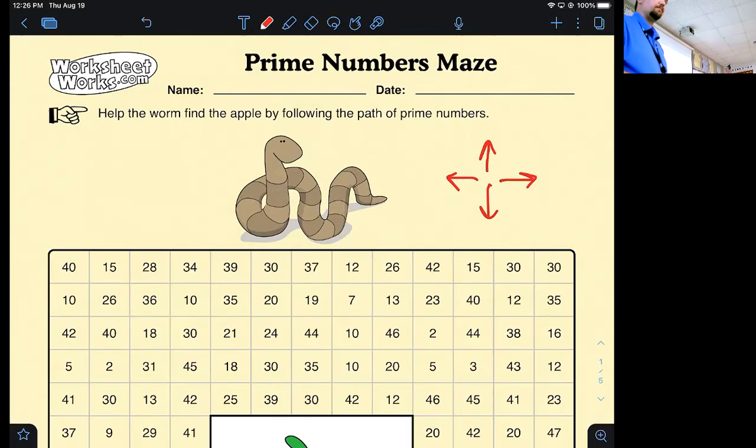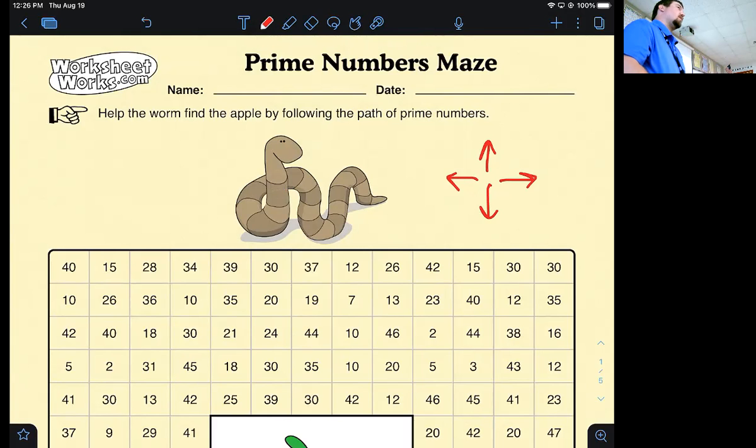Now, somewhere on the top row of numbers is one prime number. Which one do you think it is, Frank? 12. Not 12. Maybe we should talk about what a prime number is. A prime number is a number that only has two factors, 1 times itself. It's the only way you can multiply to get it. Every other number is composite. It has 3 or more factors.